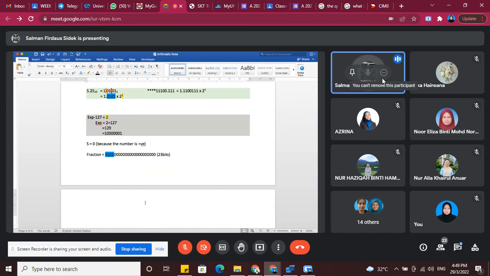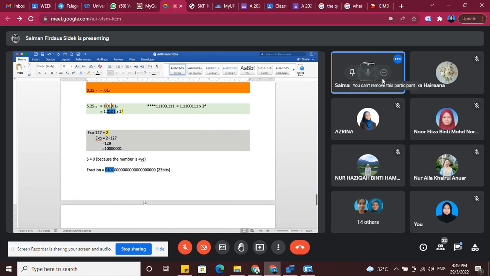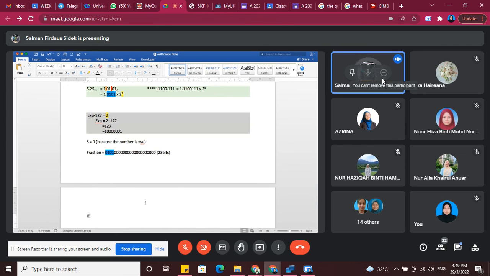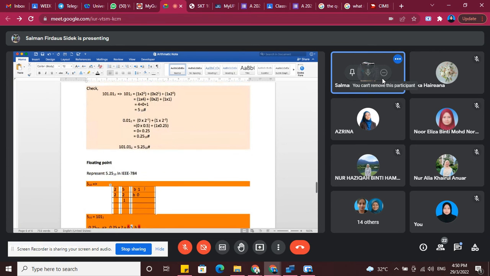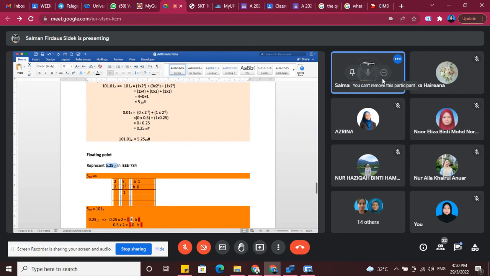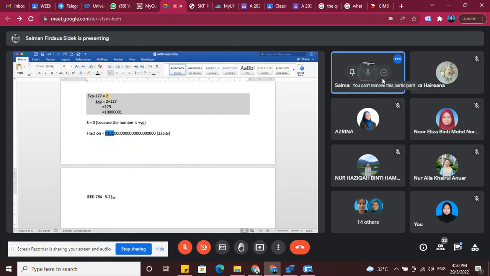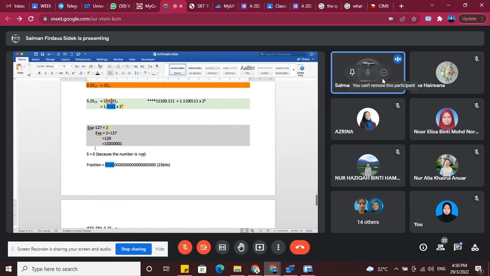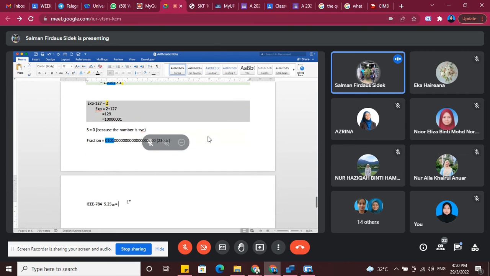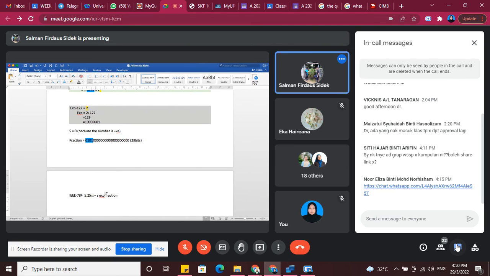So, okay, now we write down the answer. So the IEEE format for floating number here is 5.25 base 10 is equal to, okay, first of all, you need to put the sign. The sign here is 0. The format is sign and then exponent and then fraction. This is the format. Sign, exponent, and fraction.